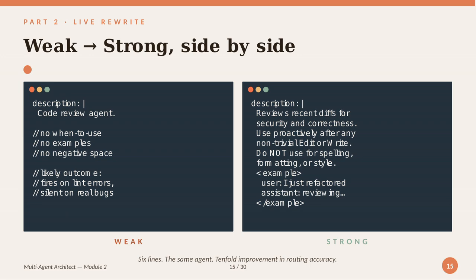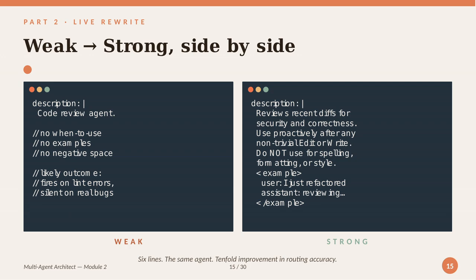On the right, the strong version. Six lines. Capability: reviews recent diffs for security and correctness. When to use: use proactively after any non-trivial edit or write. When not to use: do not use for spelling, formatting, or style. Plus one embedded example. A user saying, "I just refactored." The assistant saying, "Reviewing."